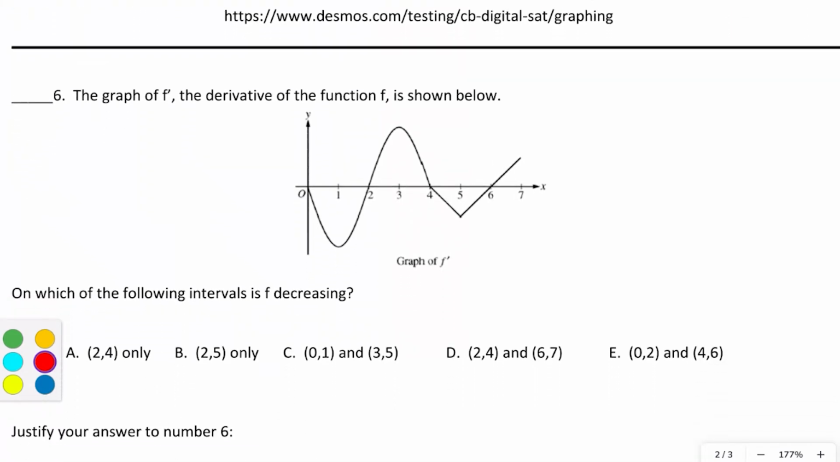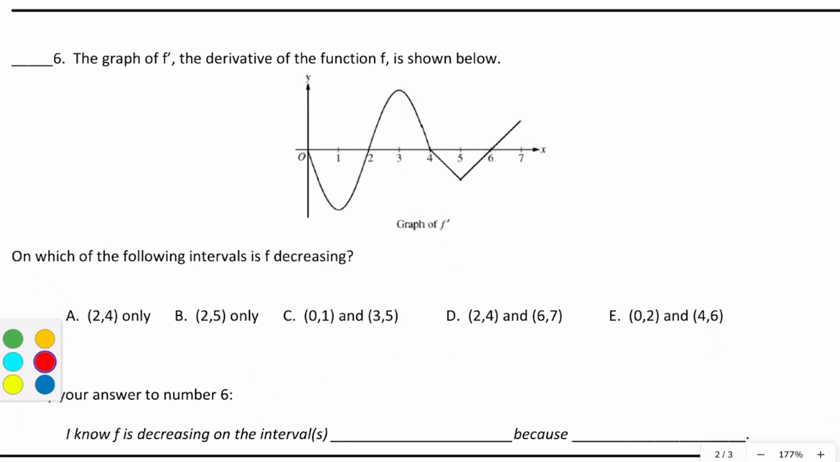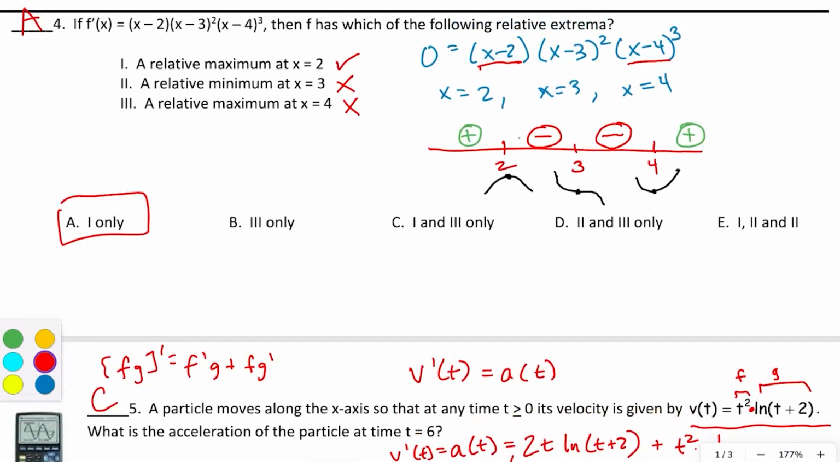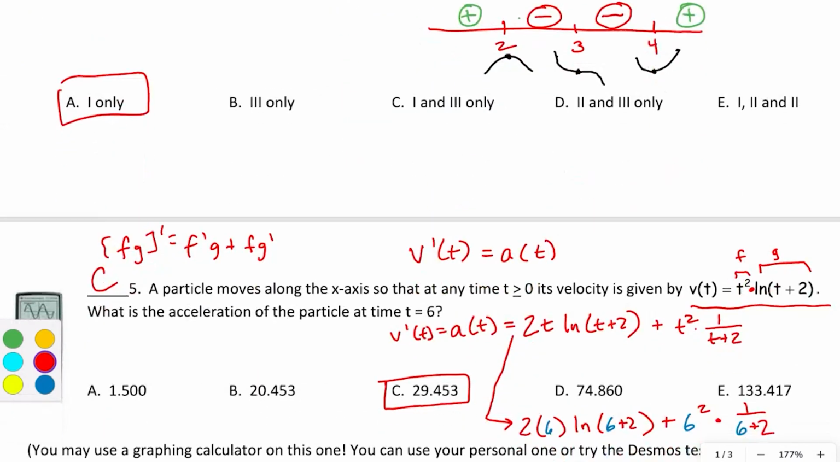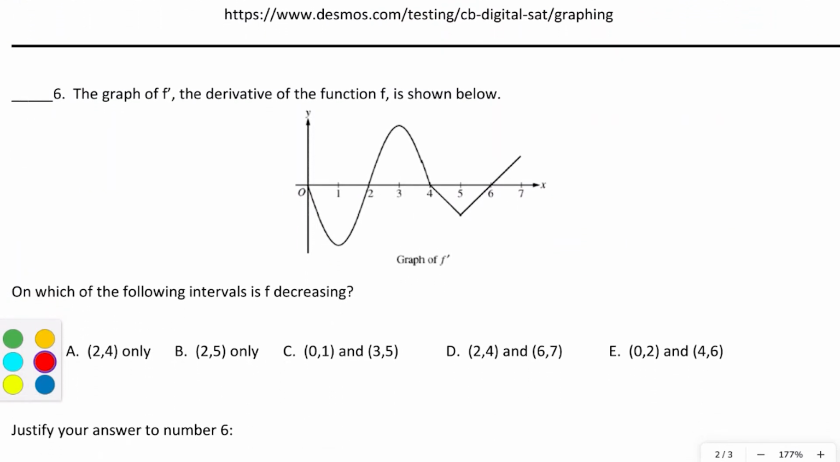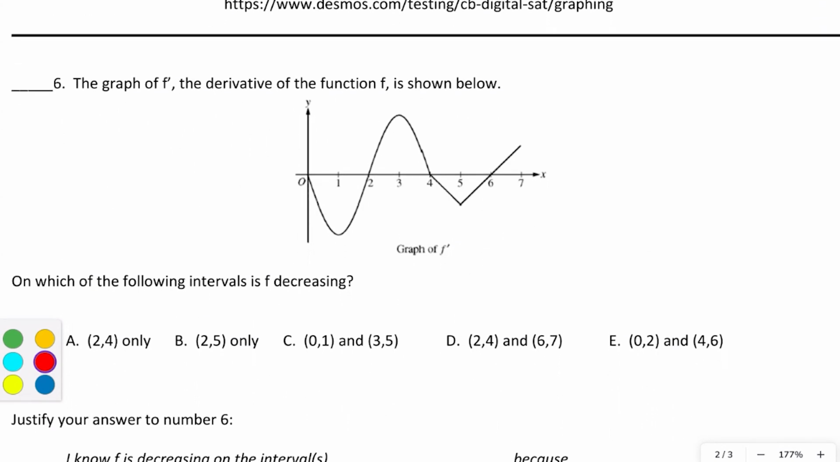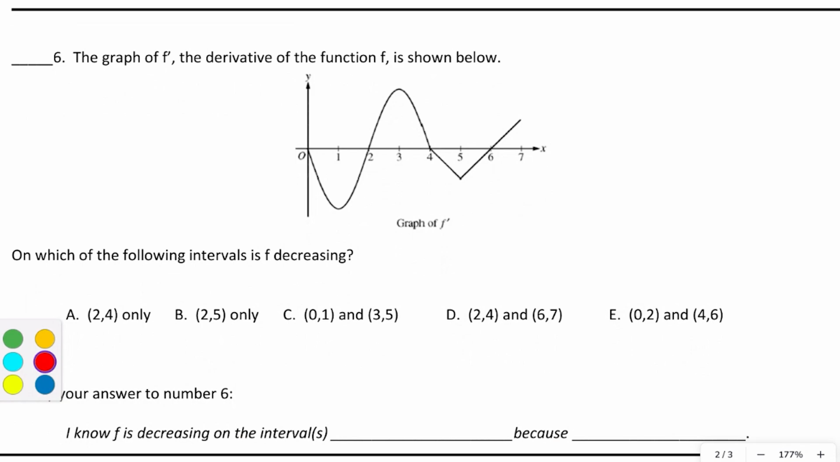Number 6, we've got a graph. Oh, okay, here's where it gets a little tricky. We had this before, where we're given the derivative, but now we're given the derivative graphically. So we don't have the original function. This is a graph of the slope. This is new. Okay, so let's see if we can really break this graph down. So this is a graph of the derivative.